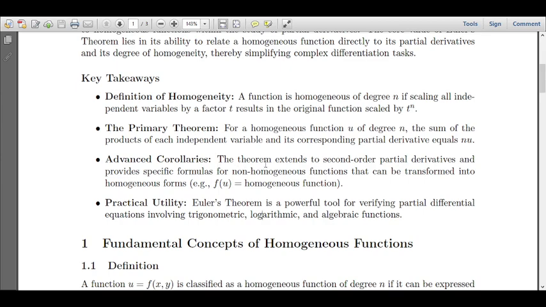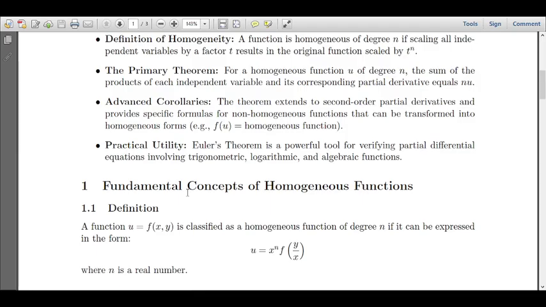Next, we will extend that theorem to second order partial derivatives, and we will discuss some specific formulas for non-homogeneous functions that can be transformed into homogeneous forms. And the practical utility of Euler's theorem involves verifying partial differential equations involving trigonometric, logarithmic, and algebraic functions.